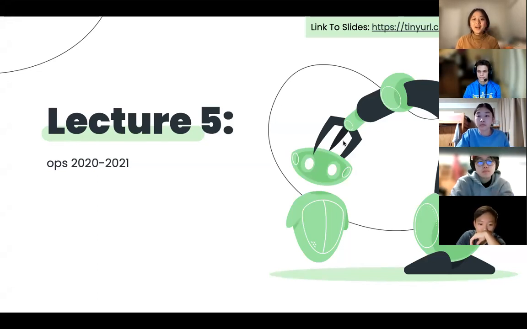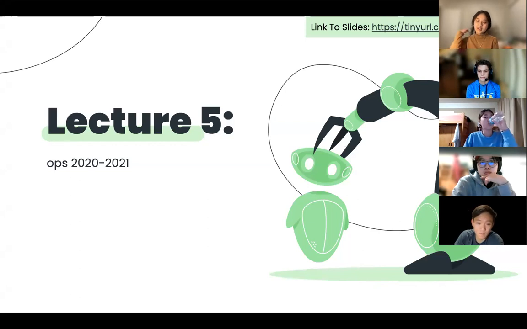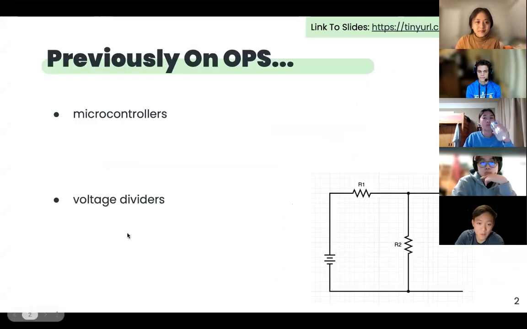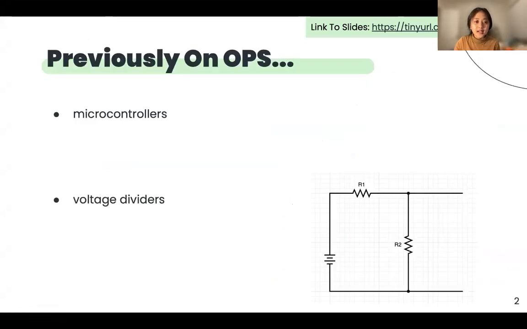Awesome. Okay, so welcome to lecture 5. This is ops. We're going to be going over different types of signals and also your project for the rest of the quarter, or the second project of the quarter, I guess. Previously on ops, we discussed microcontrollers and also voltage dividers.